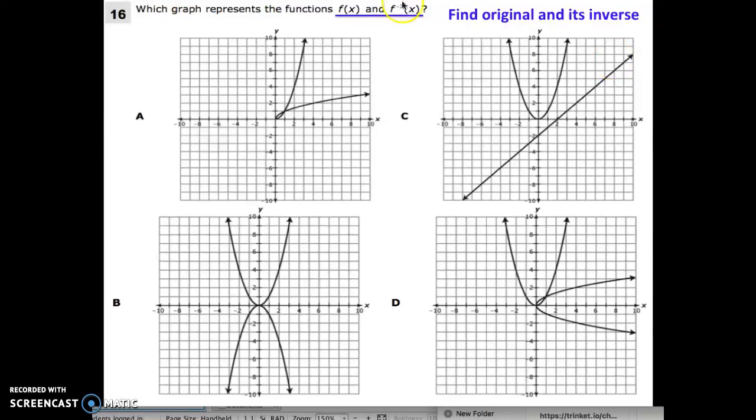I'm going to tell you now that whenever they're asking about the inverse function, it's got to be a function, which means it needs to pass the vertical line test. So if I do a vertical line and it touches it in more than one spot, it's not a function, so it cannot be D.